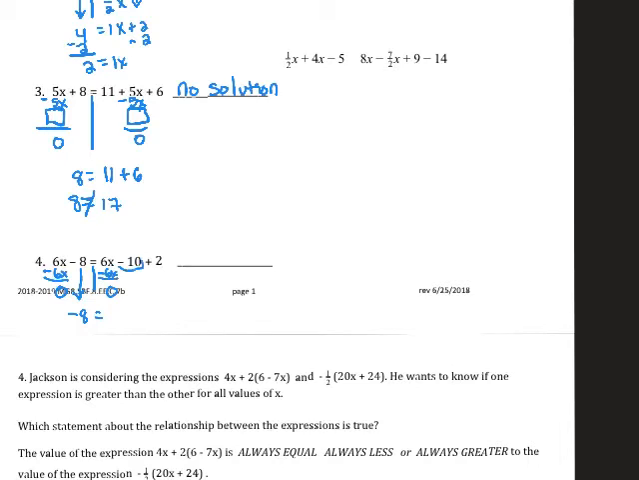If I borrowed $10 from a friend, but I pay them 2 back, I still owe them 8. And negative 8 is equal to negative 8, which is a true statement, so we have infinitely many solutions.